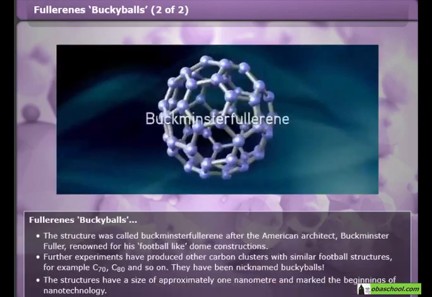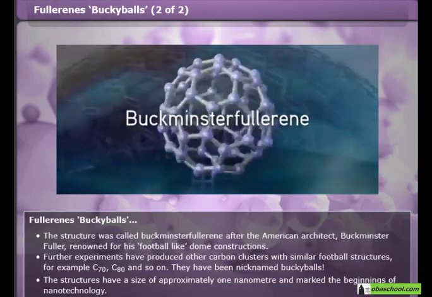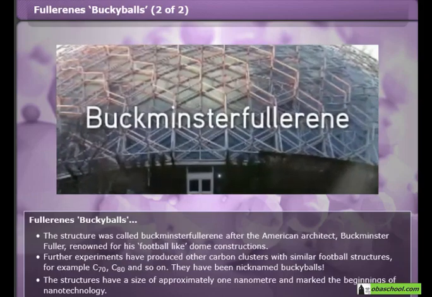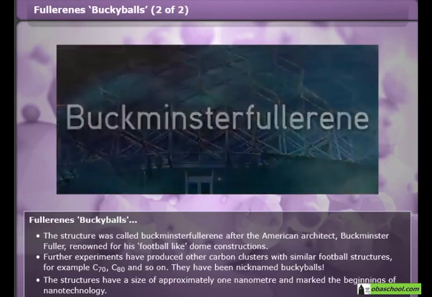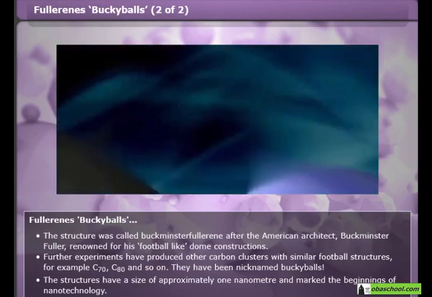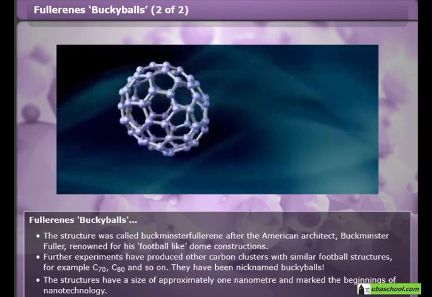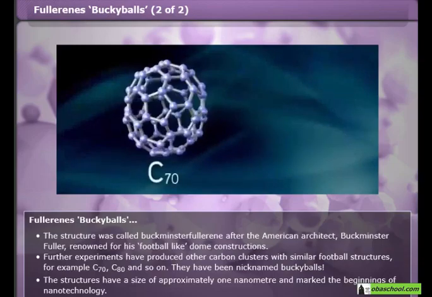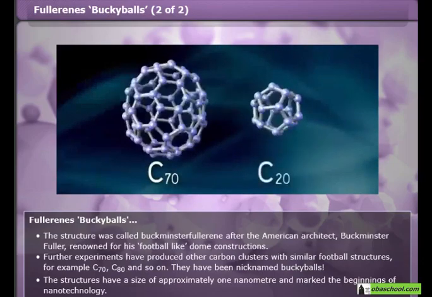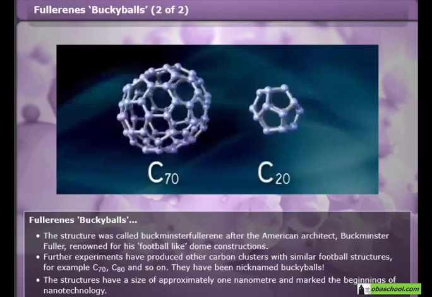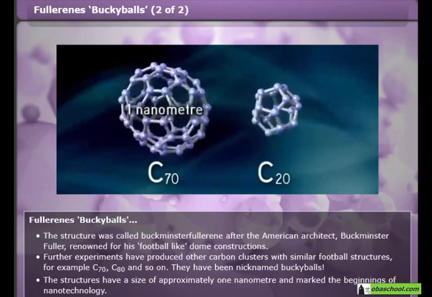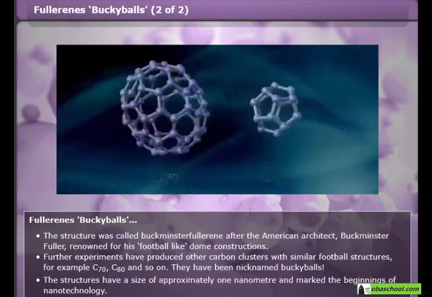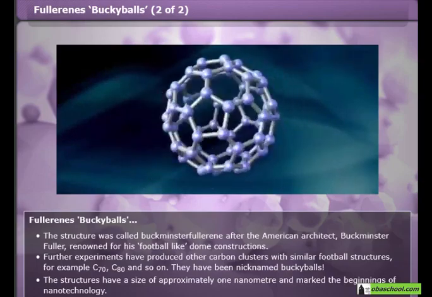The structure was called Buckminster-Fullerene after the American architect Buckminster Fuller, renowned for his football-like dome constructions. Further experiments have produced other carbon clusters with similar football structures, for example C70, C80 and so on. They have been nicknamed buckyballs. The structures have a size of approximately 1 nanometer and mark the beginnings of nanotechnology.